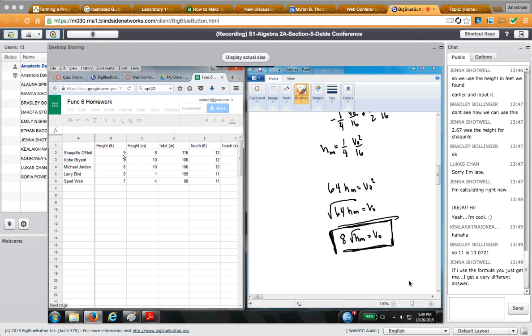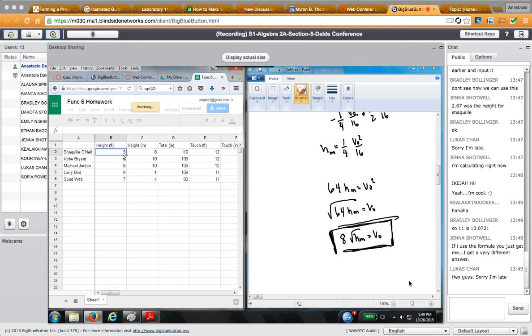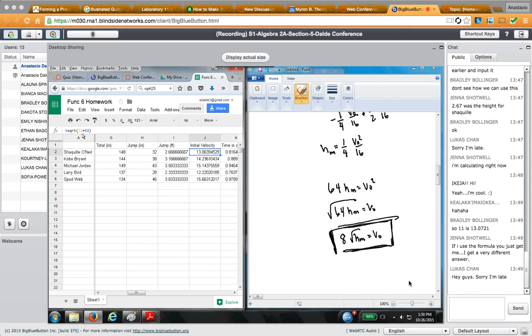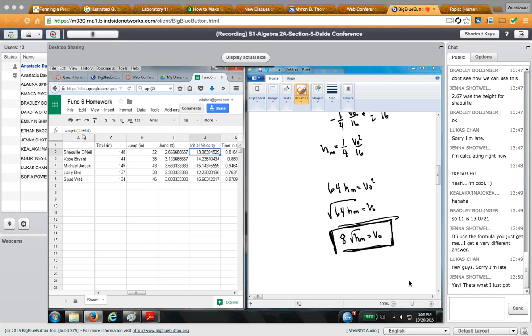Okay. So Shaquille is 9 feet 8 inches. That gives him a total of 116 inches. I just had this multiply the feet by 12 and add the inches. And then his touch was 12 feet 4 inches, giving him 148 inches. His jump is 32 inches because you just take that cell minus the original cell. You divide that number by 12 and you get 2.66. And his initial velocity was the square root of this times 64. That's what I said, right? It was the square root of 64 times the height.